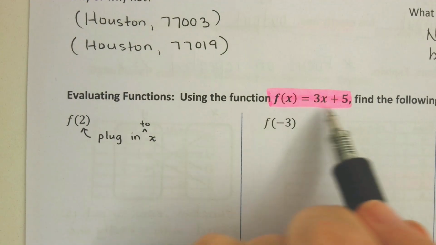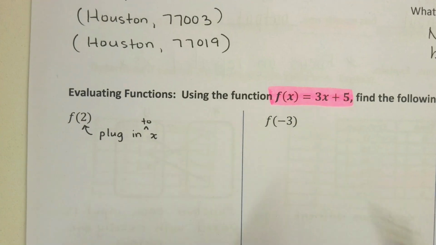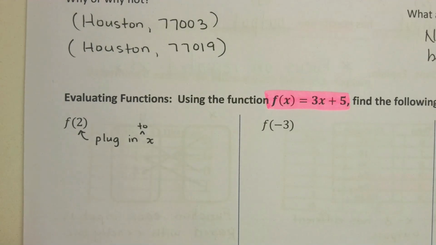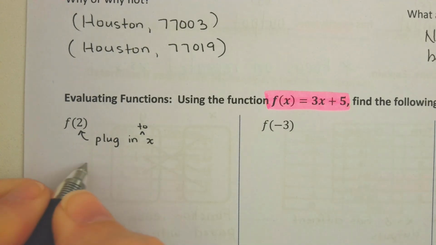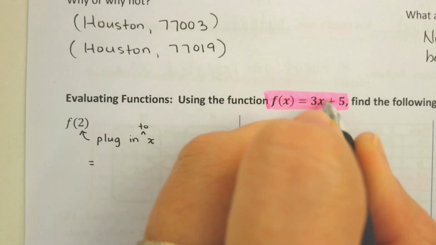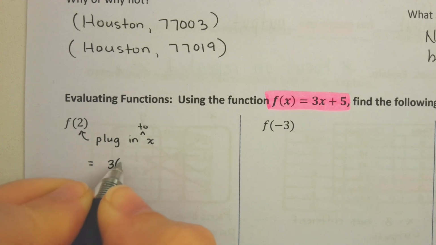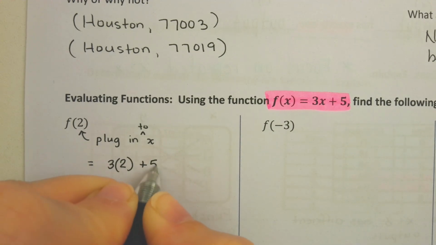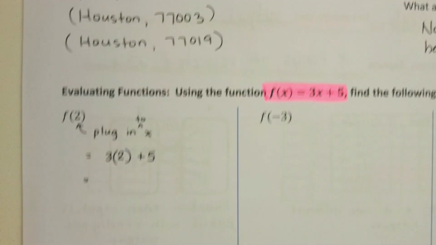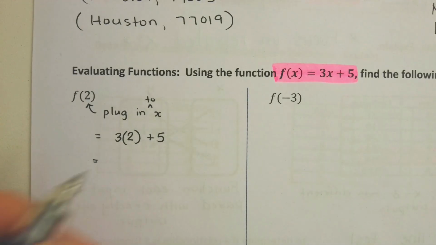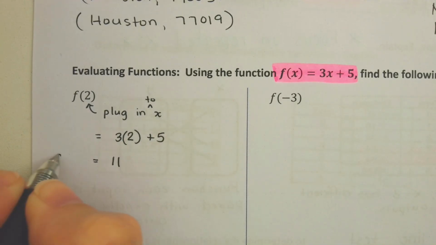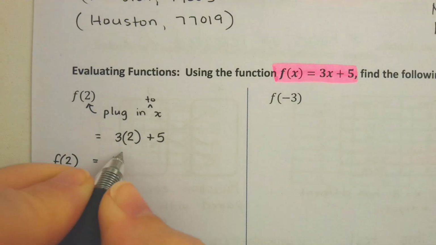Okay. So given this function right here, sometimes I'll give you two functions, like an f and a g, and you would just, if it said f of this, you plug it into the f. If it said g of this, you would plug it into g. But this one I only have one function, so I'm going to take that 2 and plug it into my x right here. Now, does that make 32? No, that makes 3 times 2 plus 5. 3 times 2 plus 5 would become 6 plus 5, which is 11. So f of 2 equals 11.